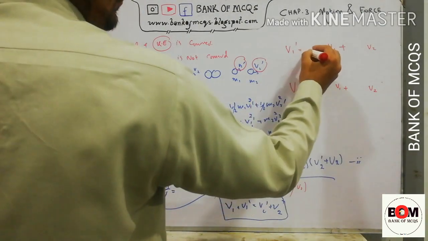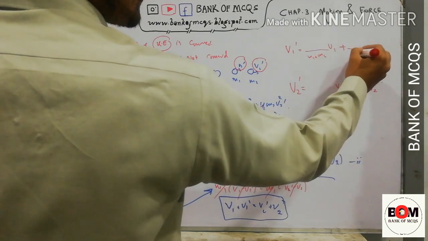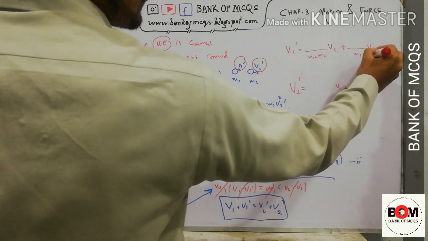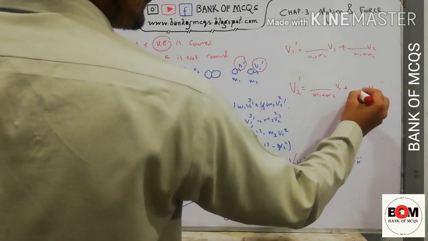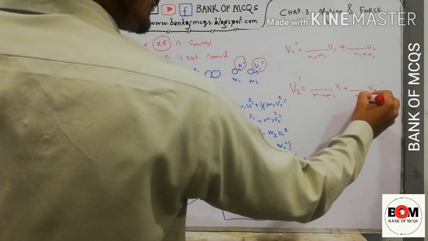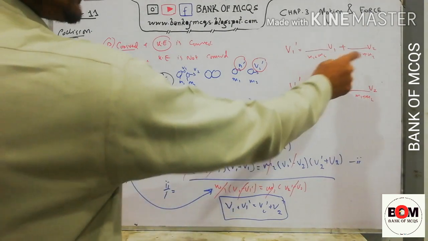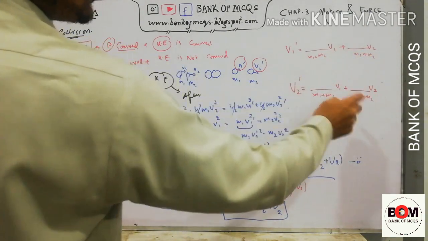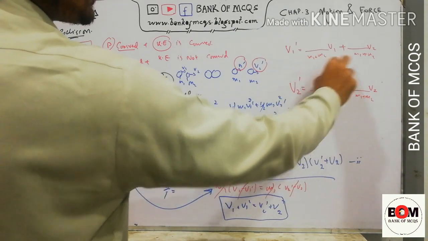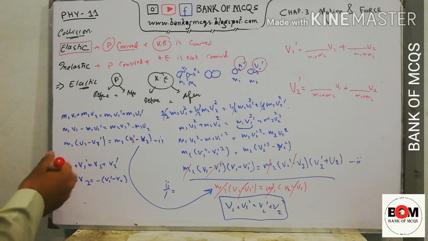Now divide this by M1 plus M2. Write here M1 plus M2. So learn this. A plus B, A plus B. In this, it is V1 plus V2. Now put here, divide by M1 plus M2 in all of these.